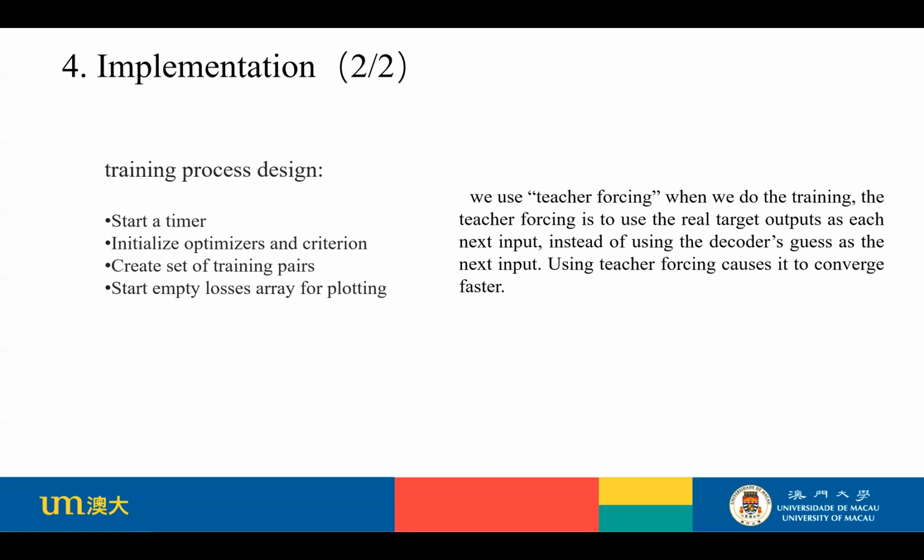Then is the training process design. We start the timer first and then initialize optimizers and criterion. Then we create sets of training pairs. Lastly, we start an empty losses array for plotting. We use teacher forcing when we do the training. Teacher forcing is to use the real target outputs as each next input, instead of using the decoder's guess as the next input. Using teacher forcing causes it to converge faster.